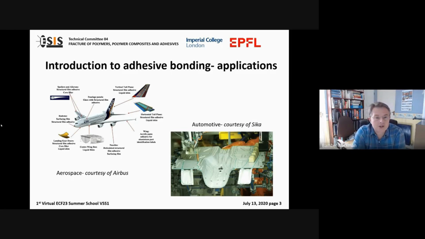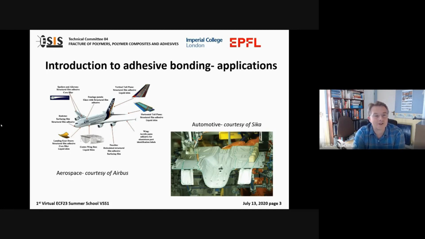So if we look at the two applications on this slide, on the left-hand side we have the Airbus A380. Clearly a very complex structure, but the schematic here shows how adhesives are widely used across the airframe, moving from, for example, structural film adhesives in many of the wing structures, including the spoilers and joining of the ailerons, through to more structural adhesive used in the cowling for the engines, for example, and many applications. For example, film adhesives are used in the vertical tailplane and in the horizontal tailplanes.